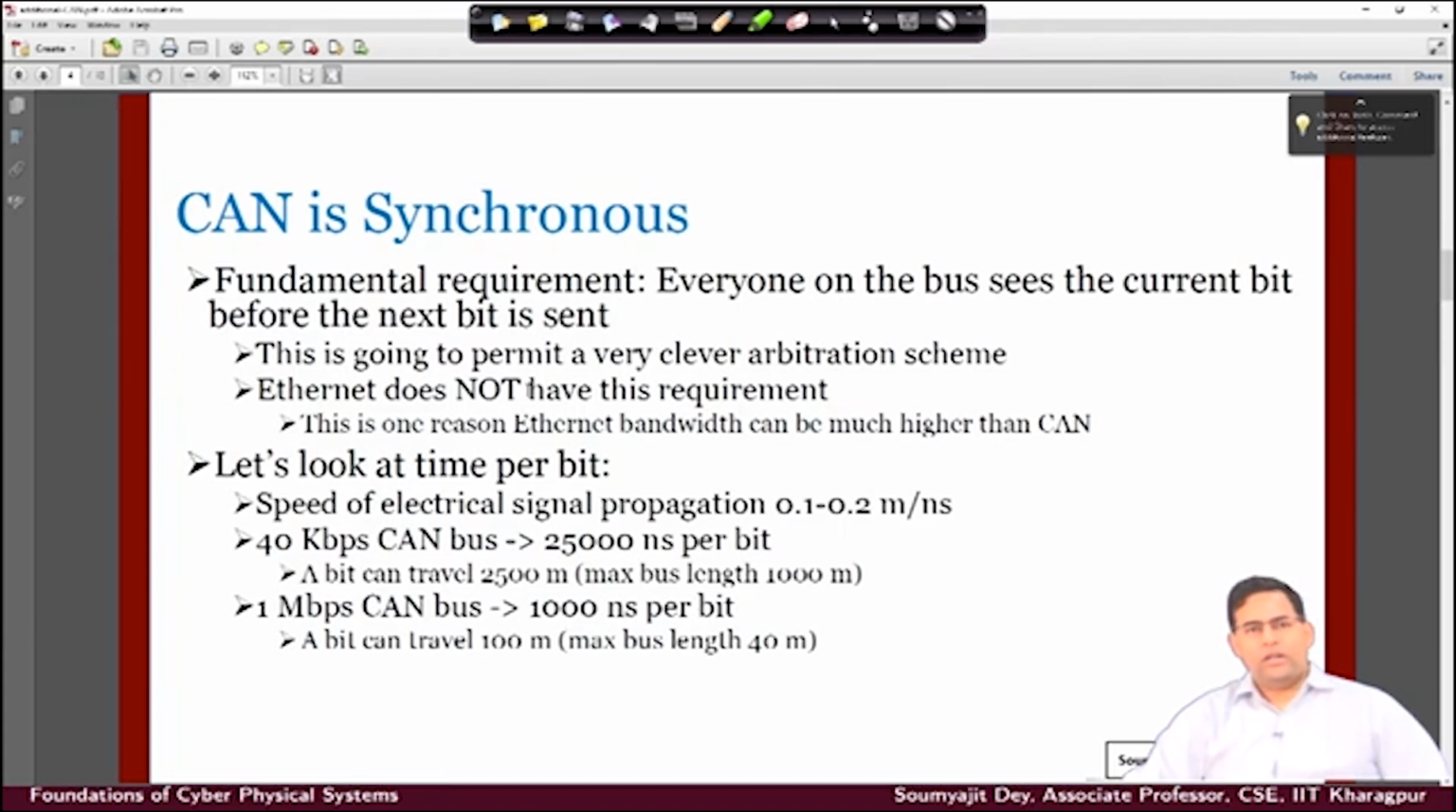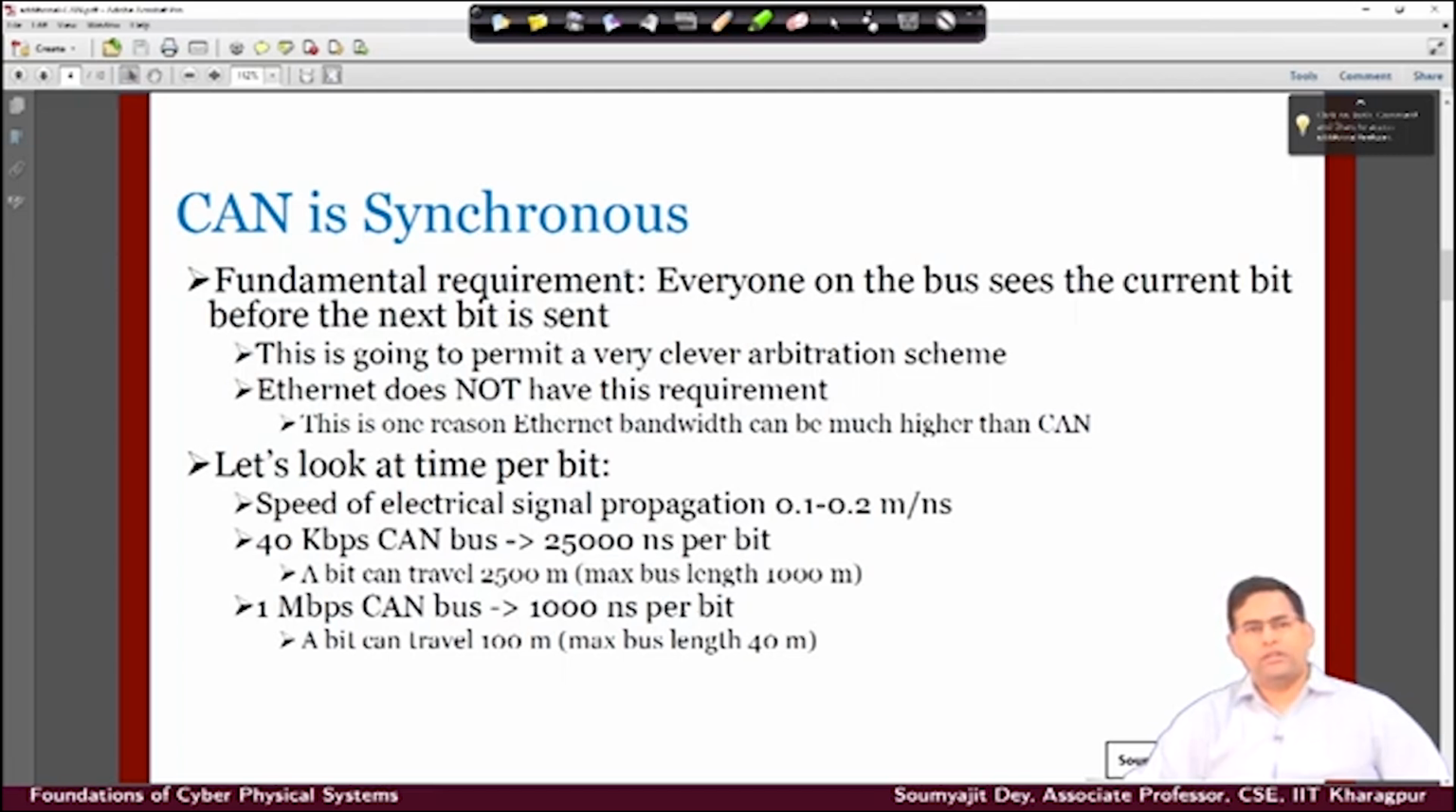Like we said, everyone on the bus can see what bit is getting transmitted. That's one important point, and this has a significance. We will soon see how, if two nodes with different priorities are going to transmit, the arbitration, that is who will finally be able to transmit, can be done. This has a very elegant solution in CAN.